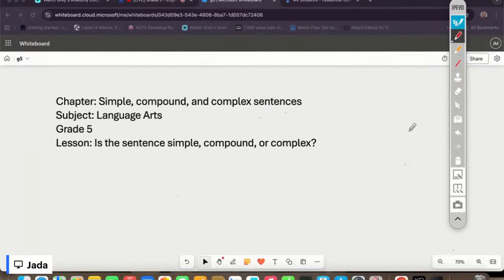Today we will continue our lesson under simple, compound and complex sentences. First, you have to log in using aplusstudent.com. Click on Move On to Language at Grade 5. The chapter is Simple, Compound and Complex Sentences. The lesson is "Is the Sentence Simple, Compound, or Complex?"